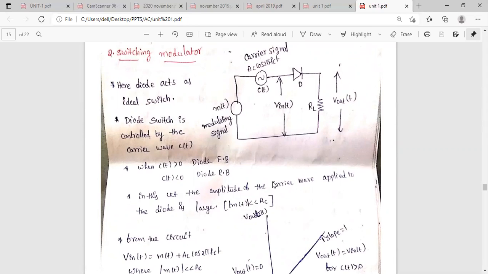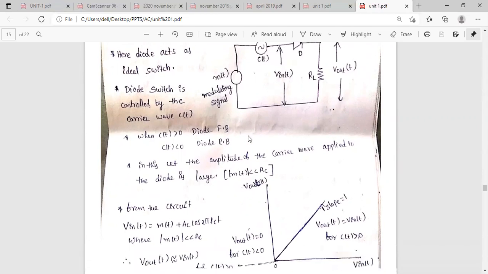So here, depending on the carrier, the diode performs an on and off operation. If the carrier is greater than 0, the diode is forward biased and acts as a closed switch. And if the carrier is less than 0, it is reverse biased and acts as an open switch. When it is open, the output will be equal to 0. When it is closed, the output will be equal to m(t) plus c(t).